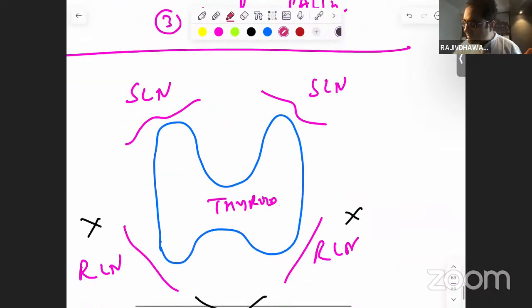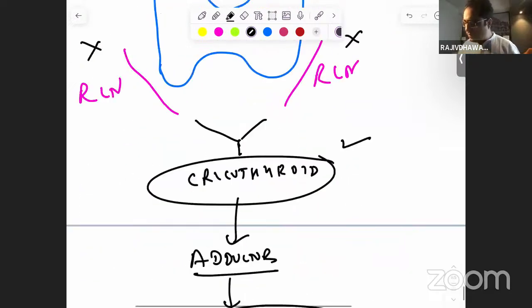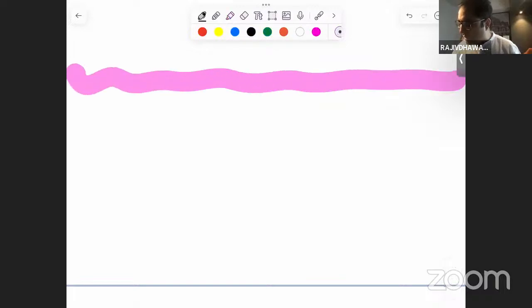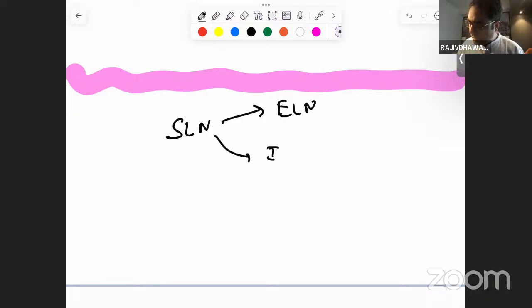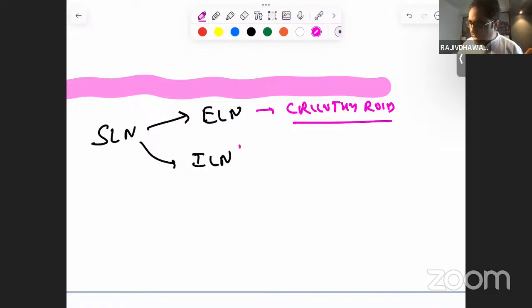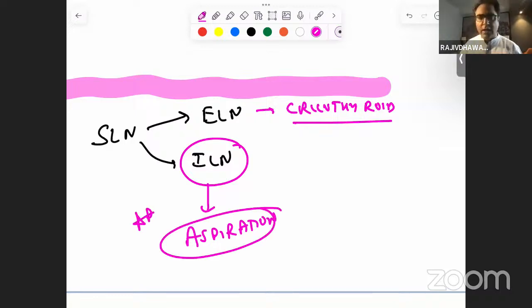Okay. Now, let's go to the patient again. If by chance SLN is cut by the surgeon, beta, please write down: it has two branches, ELN and ILN. ELN supplies what? Cricothyroid. Cricothyroid is an adductor, but it is also the main tensor. And the internal laryngeal nerve is the main nerve to prevent aspiration. NEET PG question: which nerve prevents aspiration, beta? Internal laryngeal nerve. Cricothyroid is the main tensor.